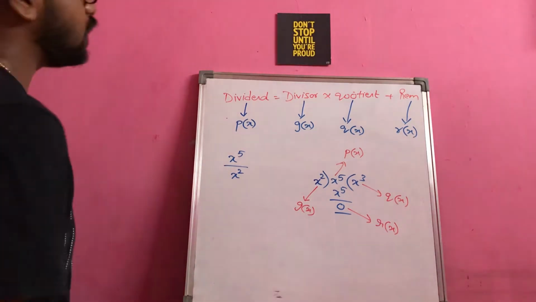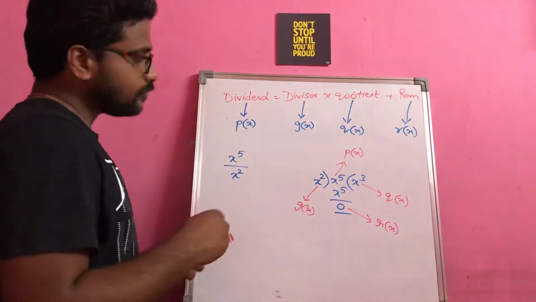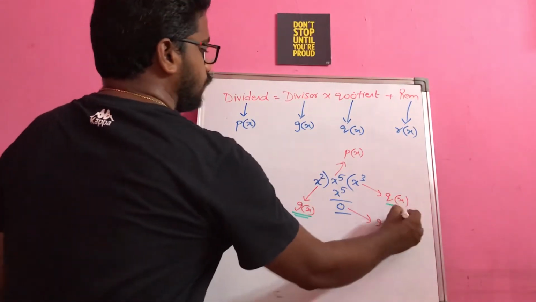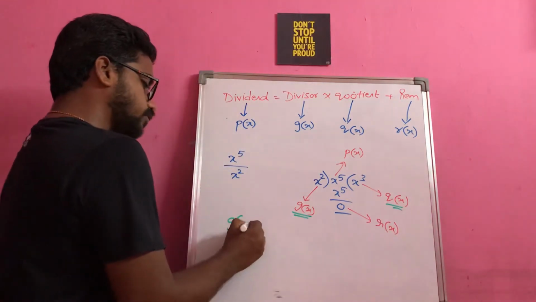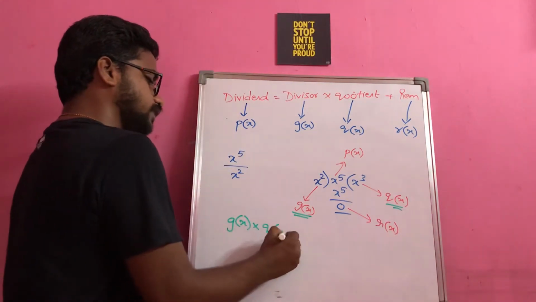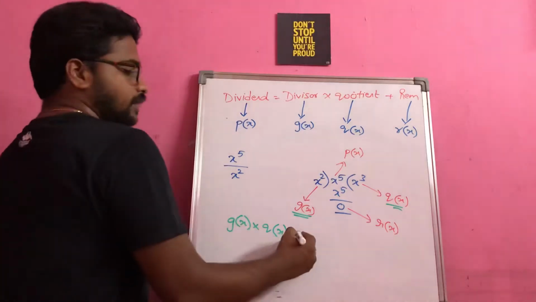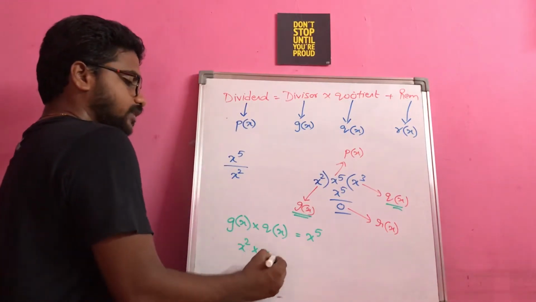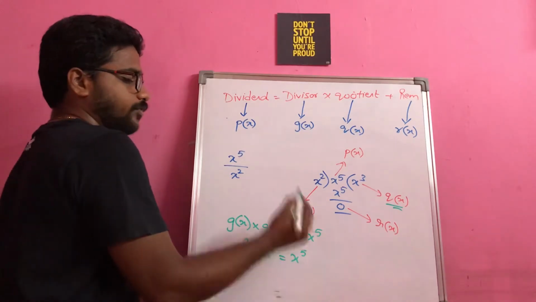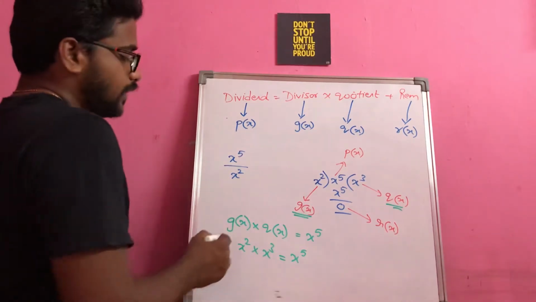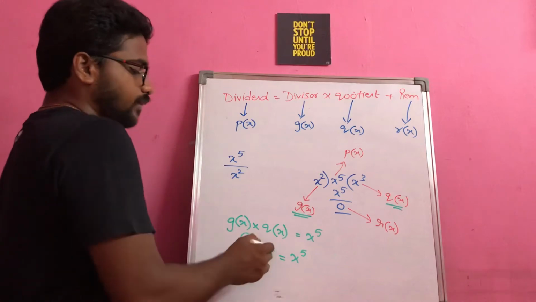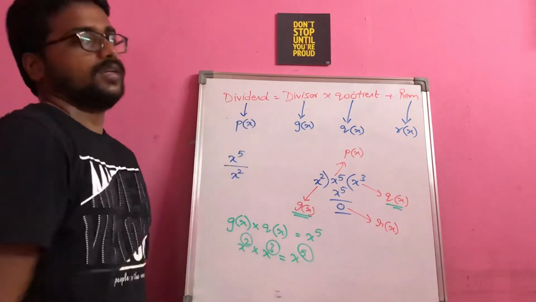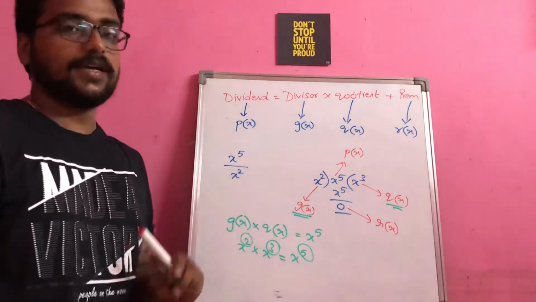Also, if you observe one more small thing, if you take the product of g of x and q of x, you will get x power 5. This is x power 2, this is x power 3, and you get x power 5. That means the sum of the degrees of g of x and q of x gives you the degree of p of x, that is the dividend.